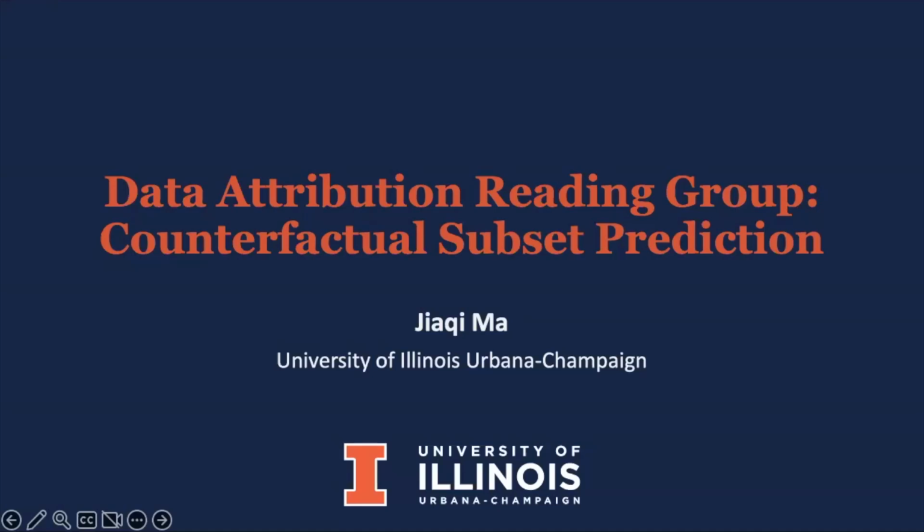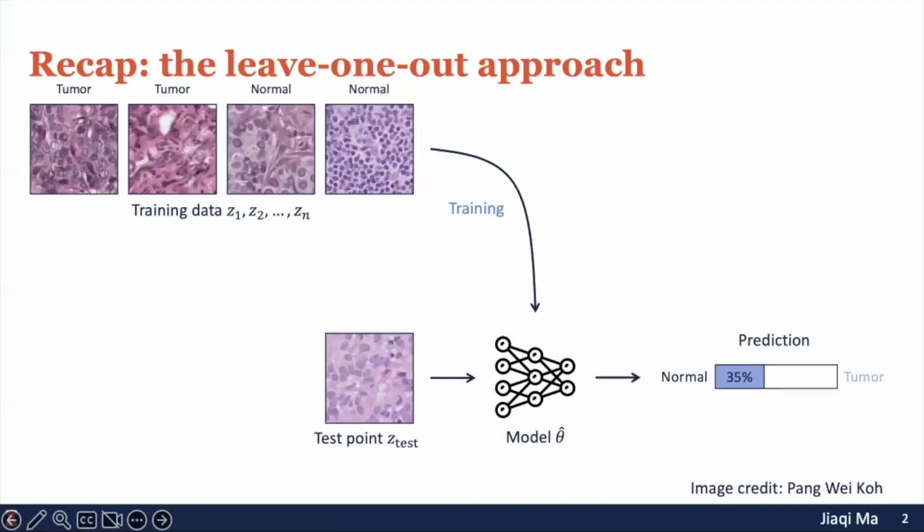Okay, welcome to the second presentation of the data attribution reading group. In our last meeting, we talked about influence functions. Influence functions are designed to approximate the so-called leave one out approach.